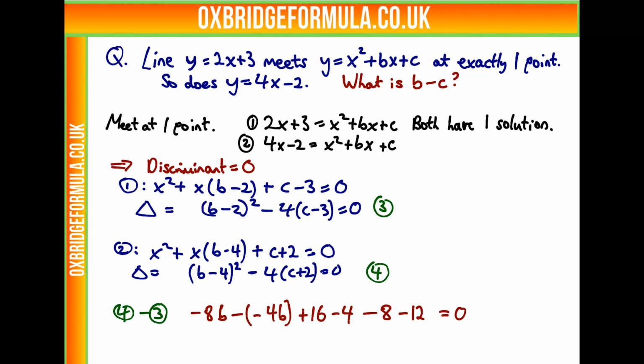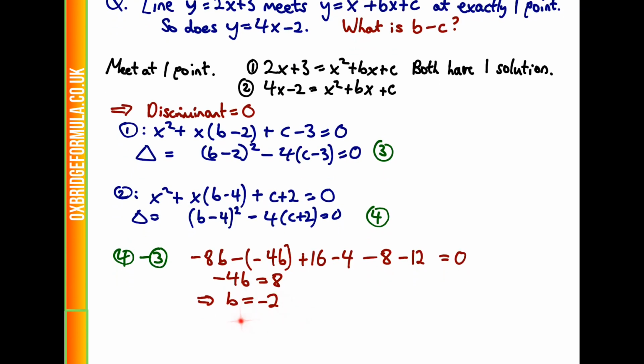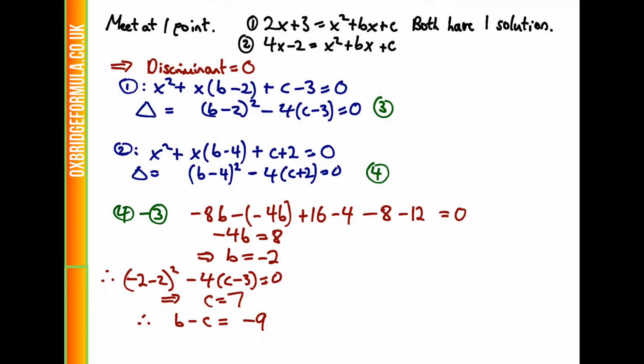Simplifying this gives us minus 4b equals 8, which means that b is negative 2. So we now have a value of b. Let's work out c by plugging this back into equation 3, which means that minus 2 squared minus 4 of (c minus 3) is equal to 0, which means that c is 7. Therefore, b minus c is minus 2 minus 7, which is negative 9, giving us an answer of A.